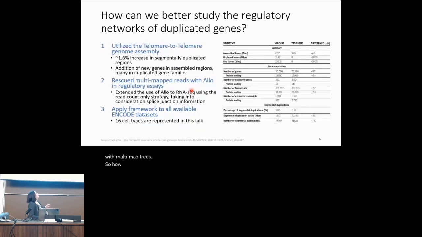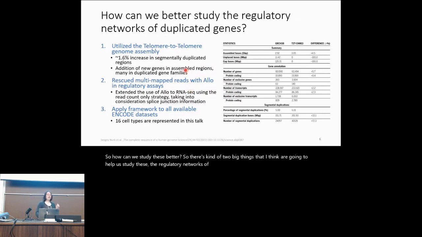So how can we study these better? There's two big things that I think are going to help us study the regulatory networks of duplicated genes. The first one is we want to use the telomere to telomere genome assembly. The reason for that is they actually increase the amount of segmentally duplicated regions by 1.6% of the whole genome. So on millions of base pairs, they were able to add in segmentally duplicated regions, suggesting that this assembly should have more of these duplicated genes.